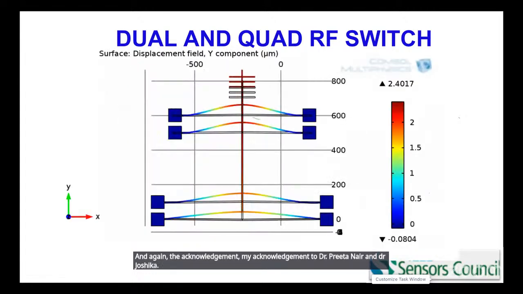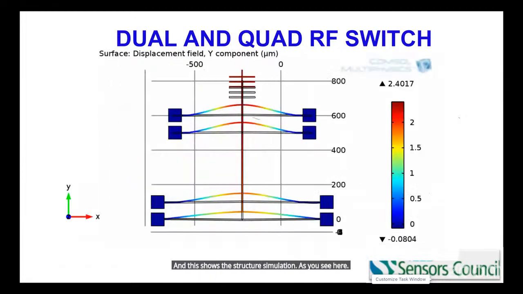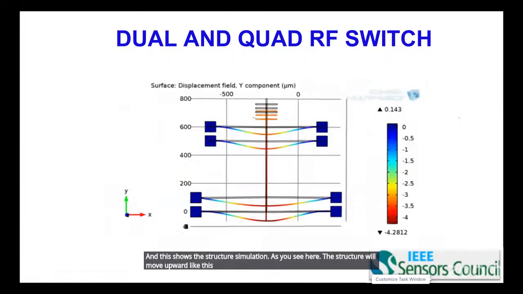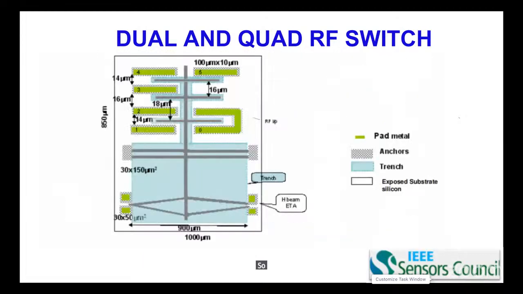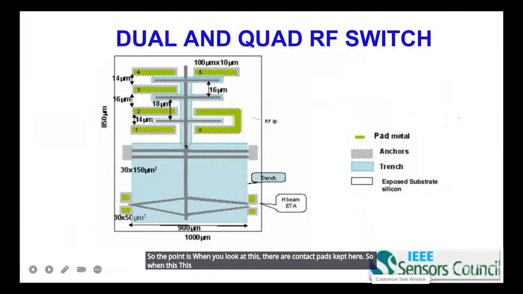And this shows the structure simulation. As you see here, the structure will move upward like this. Also, the structure will move downward like this. So the point is, when you look at this, there are contact pads kept here, so this structure will act as only a contact.